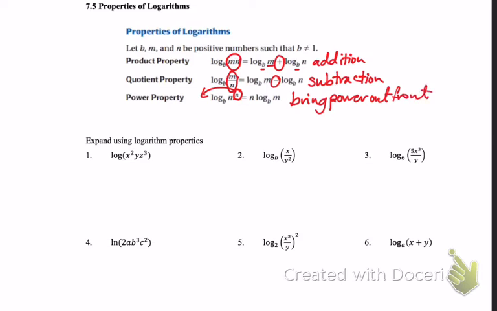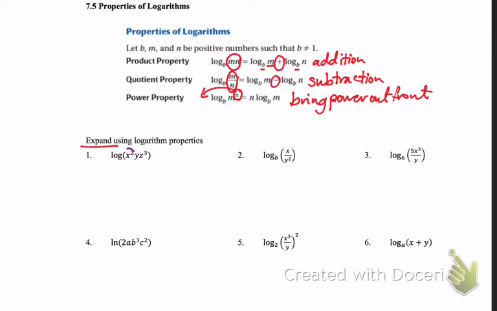So for numbers 1 through 6, it's asking us to expand the logarithm properties. Expand meaning it's already in the condensed form. Now I want to separate it by addition and subtraction. So I have x squared, y, and z cubed. So here I'm going to use the product property as well as the power property.